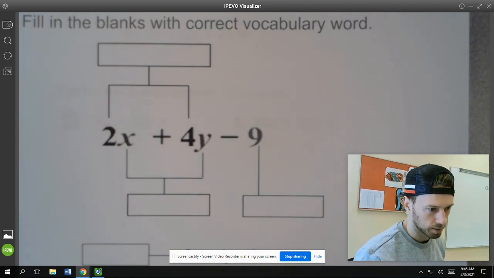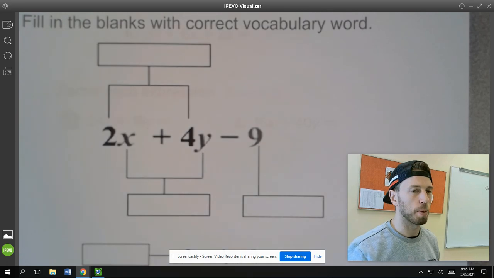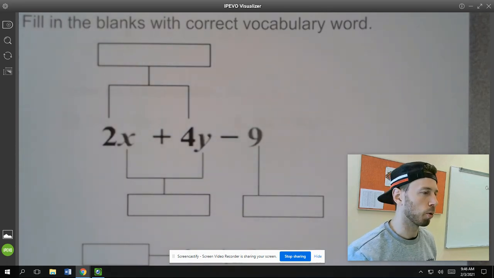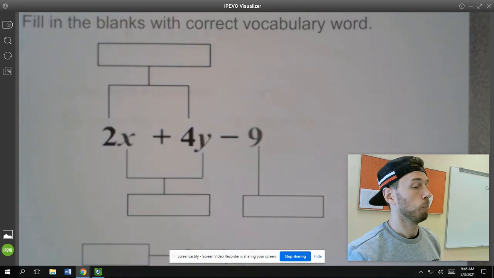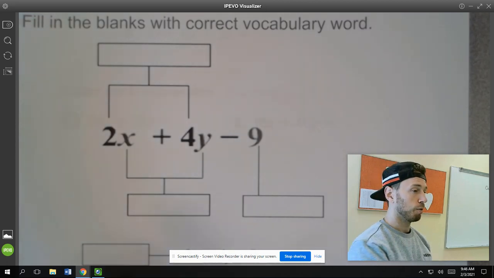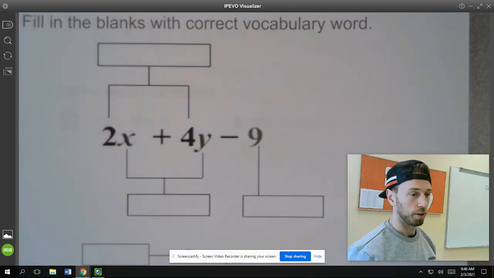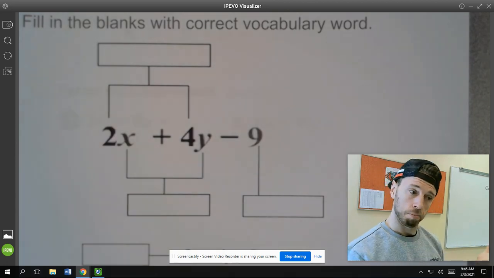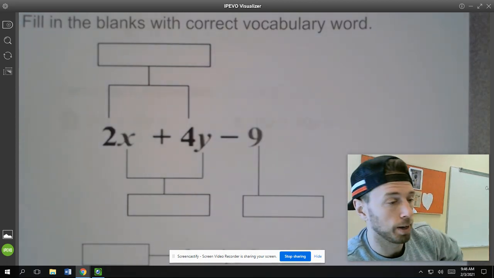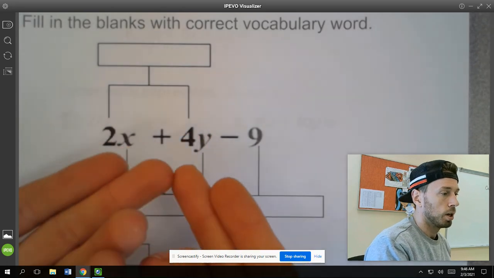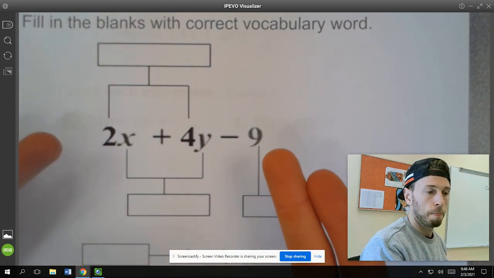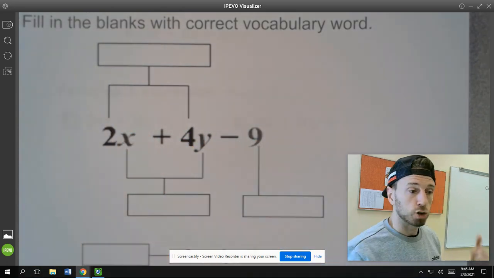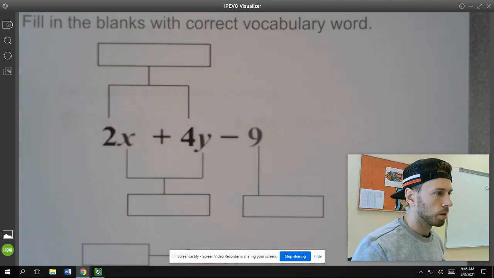More practice. Okay, we're going to need a little bit more practice with this stuff. It's super important moving forward. But let's start off with just a nice quick refresher of what's going on right here in front of our faces. 2x plus 4y minus 9. Algebraic expression, right? It's an expression because there's a bunch of stuff going on with addition and subtraction, right? Some multiplication there. It's algebraic because there's letters.